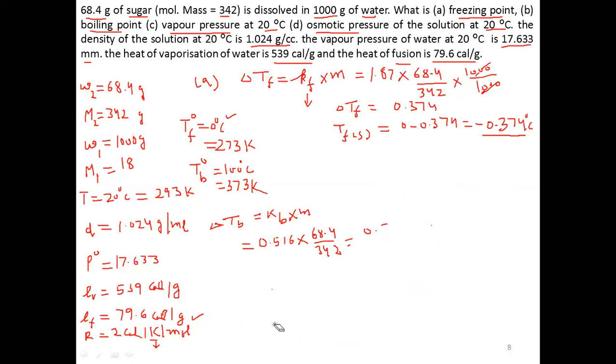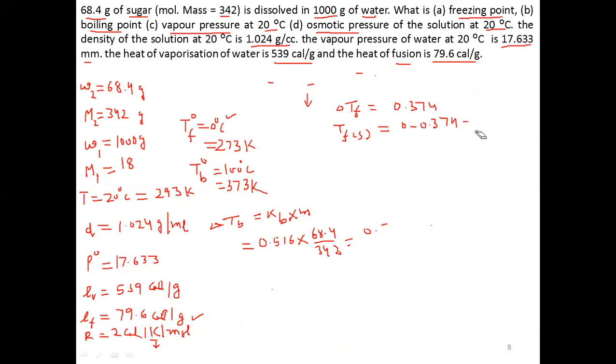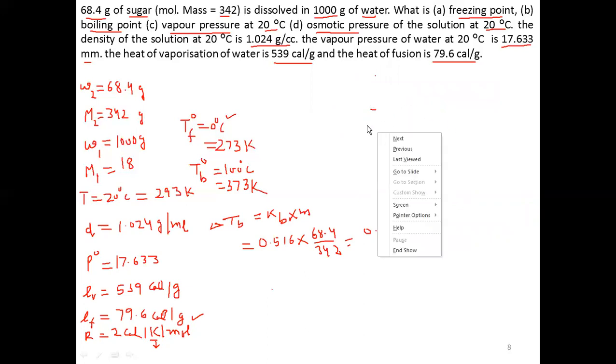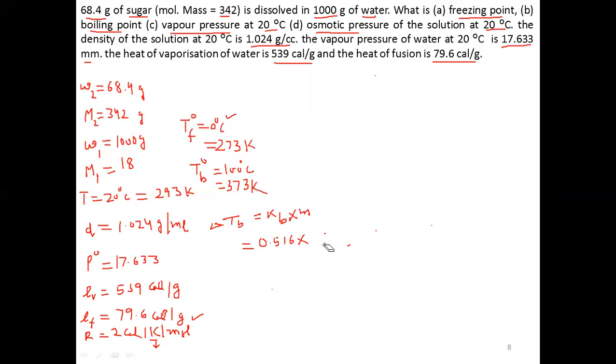So now we will do the part C and D. So part A and B are over. So now we have to calculate the vapor pressure and osmotic pressure of the solution. So for that we will see which data we can use and how we can come to our desired results.